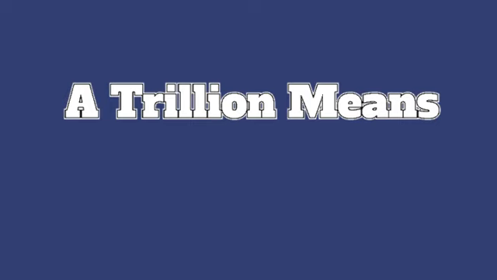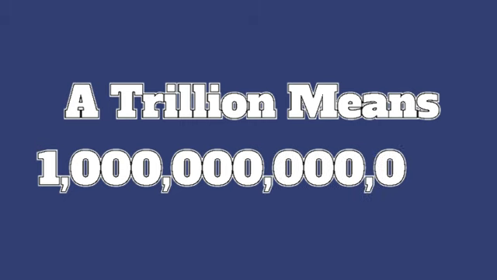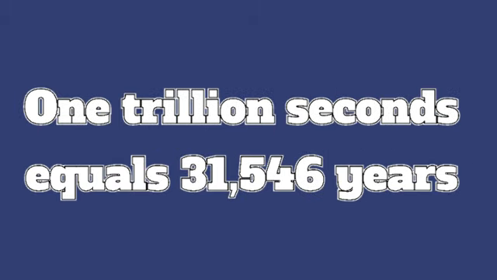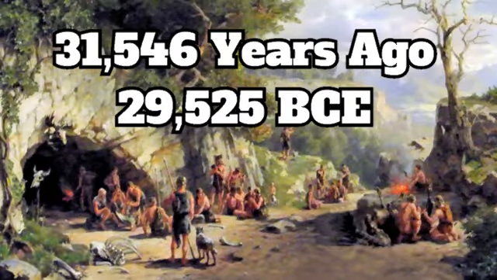1 trillion means the number 1 followed by 12 zeros. 1 trillion seconds equals 31,546 years. If we went back in history 1 trillion seconds, we would be walking with cave people.